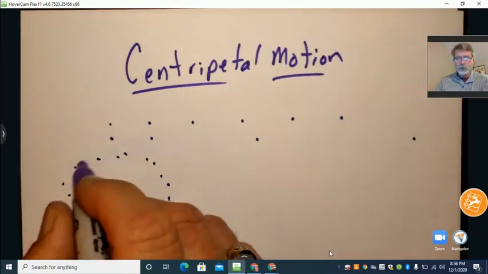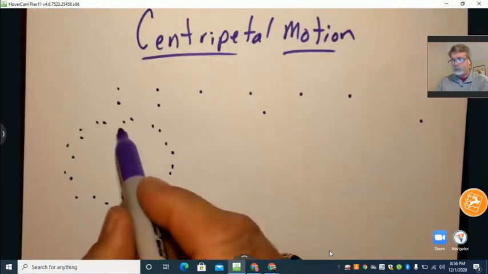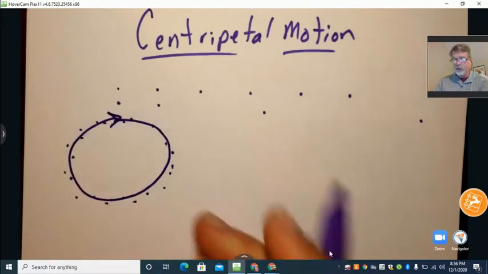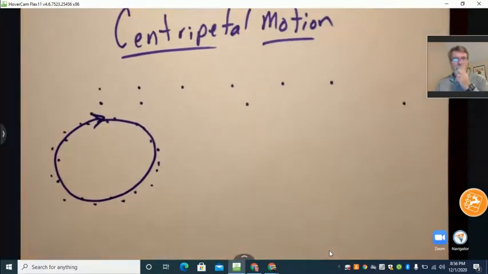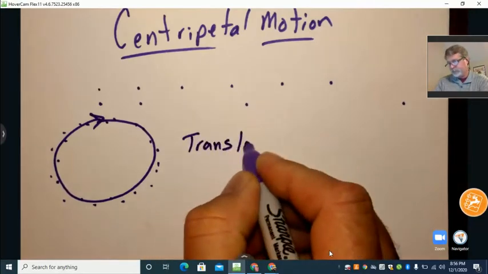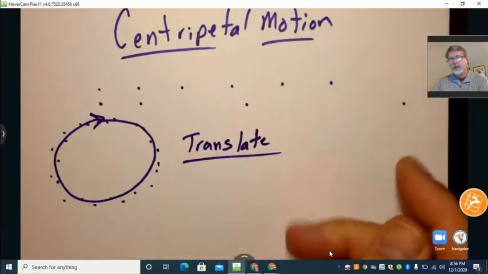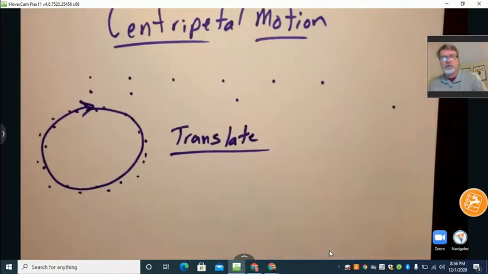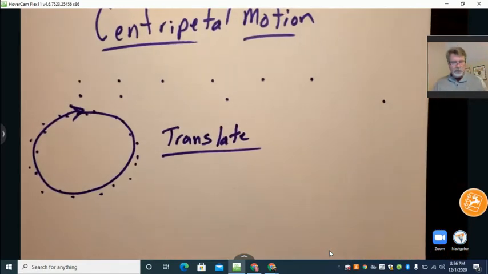Now, when you're producing centripetal or circular motion, there's a couple things to keep in mind. One, it can translate. All right, it can translate its motion, or what we call translational motion. So the way to demonstrate that, or one little example of how we can demonstrate some translational motion.